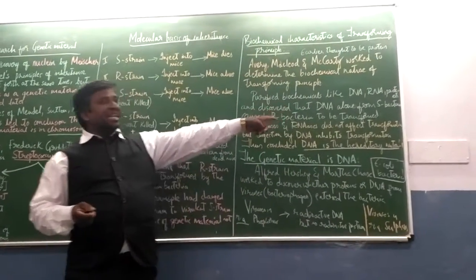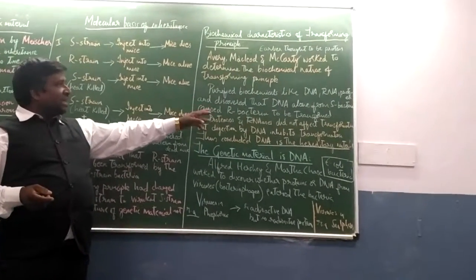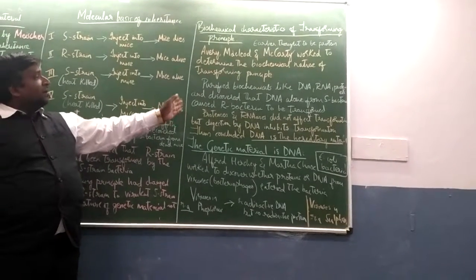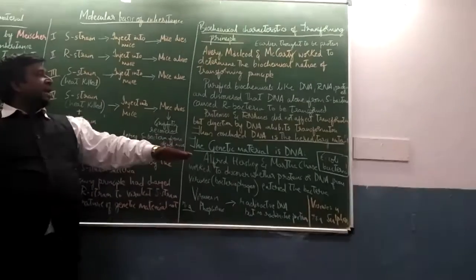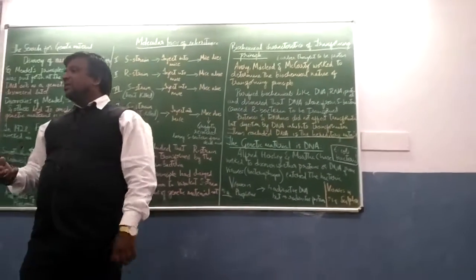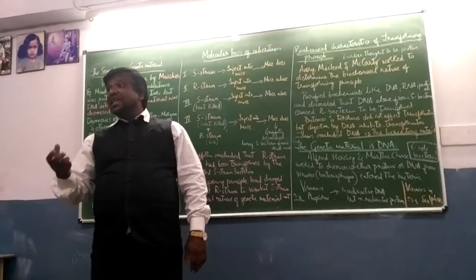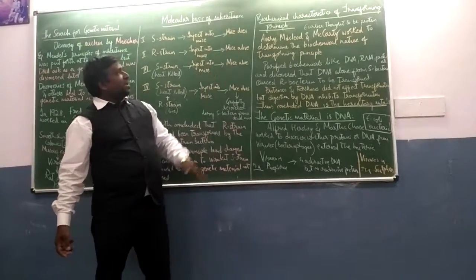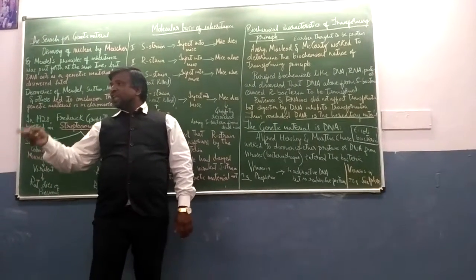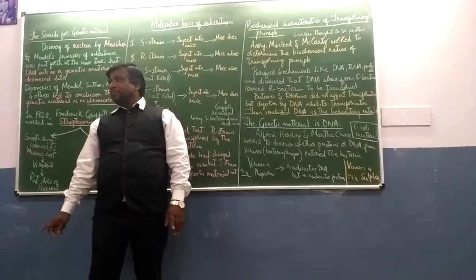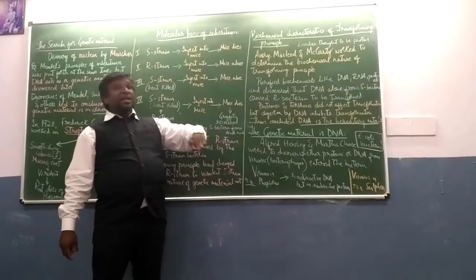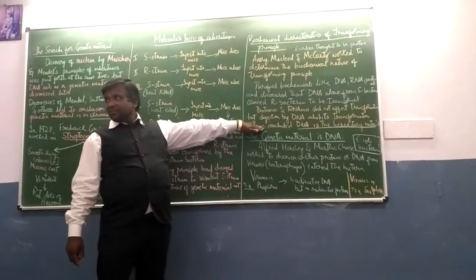They purified biochemicals like DNA, RNA, protein, etc., and these scientists discovered that DNA alone from S bacteria caused R bacteria to be transformed. DNA is the causative agent, not proteins or other materials. That was substantiated by Avery, MacLeod, and McCarty. They told that the biochemical nature of the transforming principle is DNA. By their experiments, they proved that DNA is the hereditary material. But many of the biologists were not convinced by this.